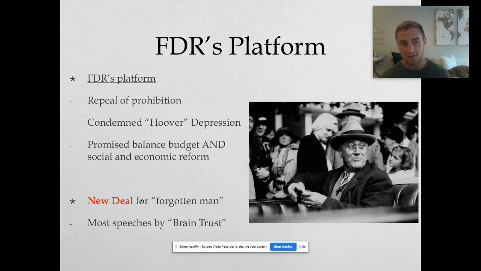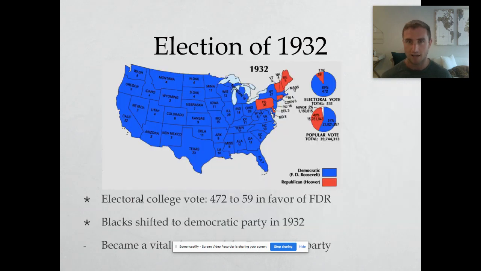FDR is the president that makes this huge shift as African Americans begin to vote Democrat. And this becomes the modern Democratic Party. The New Deal Coalition, this is called, and it's a coalition of voters that give FDR incredible political power, and thus he was obviously elected 4 times. In his election in 1932 against Hoover, as you can see, it's not even close. 472 to 59 in favor of FDR, the big shift, African Americans to the Democratic Party.